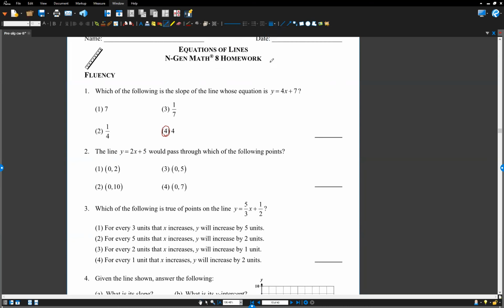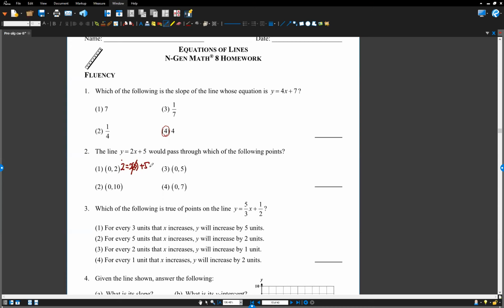And the next one, number 2. The line y equals 2x plus 5 would pass through which of the following points? How can you find which point is on this line? You can put these numbers into x and y, and if they are equal, the point is on the line. When x equals 0, y is 2? No way, 2 is not equal to 5. That's not working. This point is not on this line.